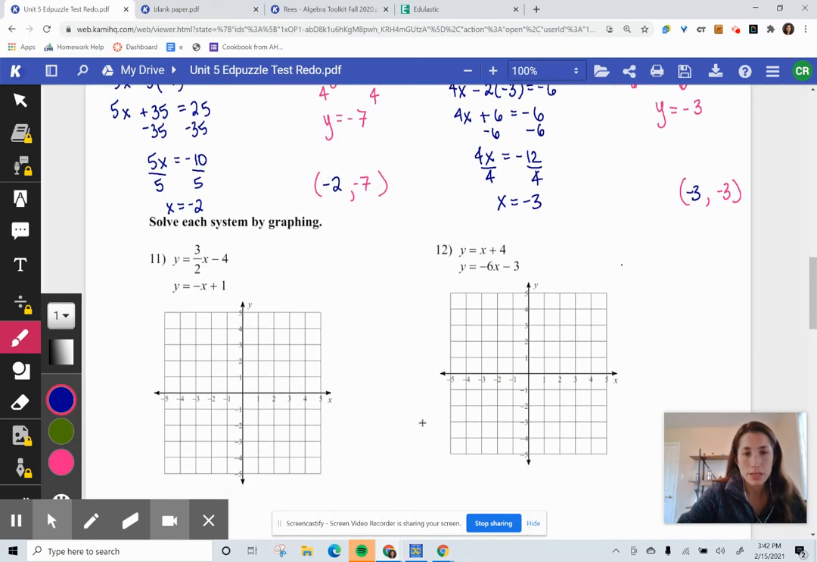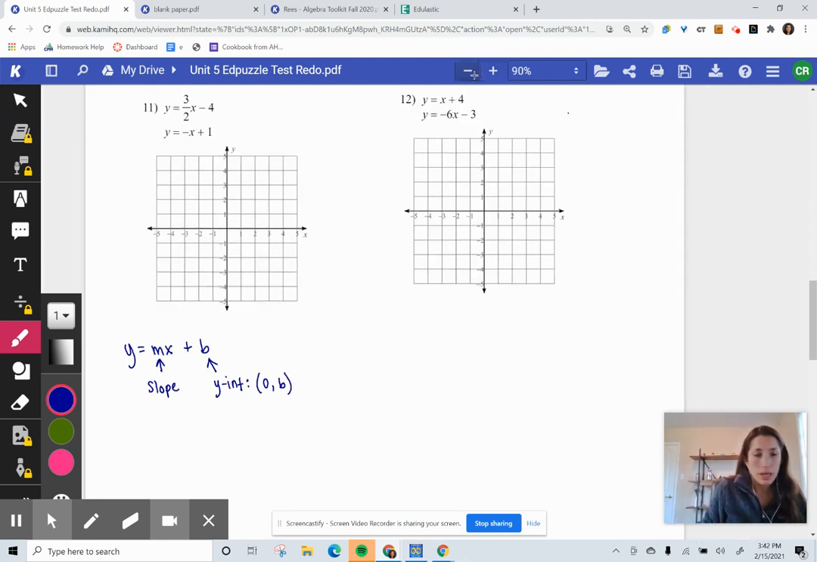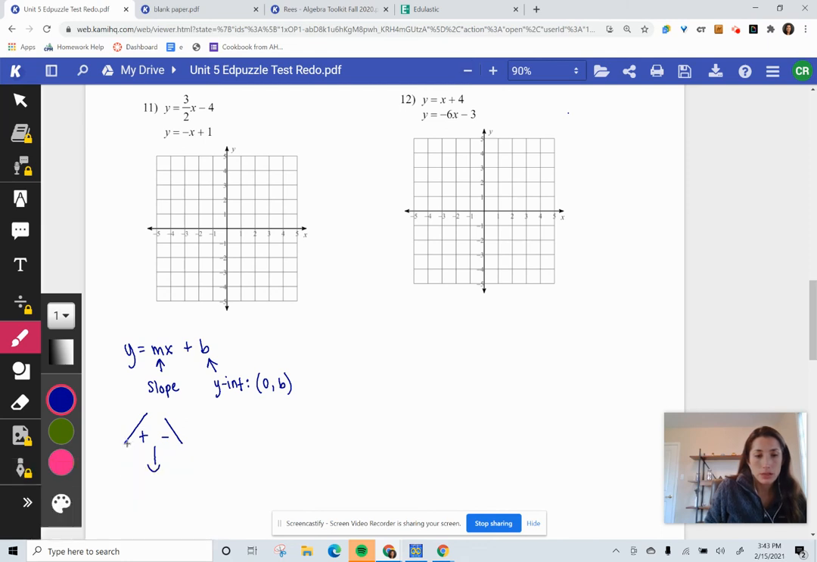Okay, now let's try graphing. So just kind of a refresher on graphing. Remember, y equals mx plus b. M is your slope. B is the y-intercept. Remember, the y-intercept is at (0, b). And then just a reminder about the slope. You can have a positive slope up to the right, a negative slope down to the right, or you could have an undefined slope, which is a vertical line. And you could also have a zero slope, which is horizontal.